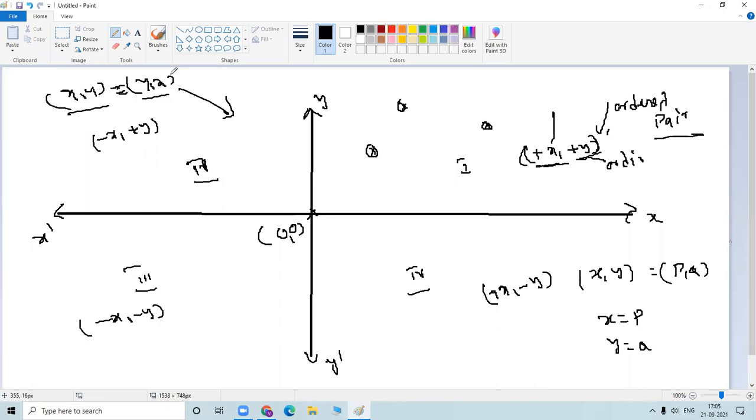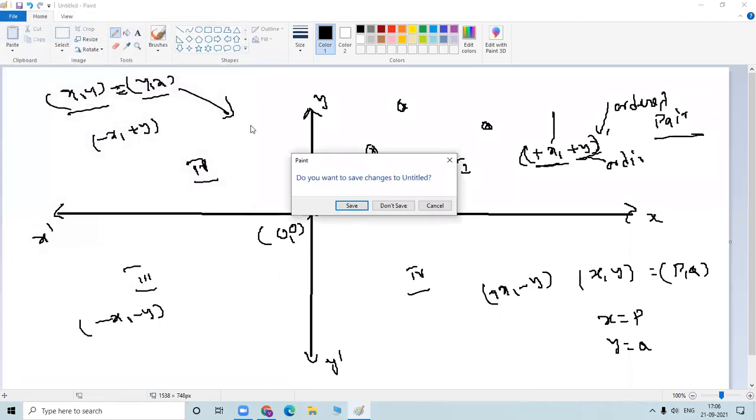The same kind of ordered pair we already discussed in relations and functions, when mapping the elements from one set to another set. These are the basic things we already did.